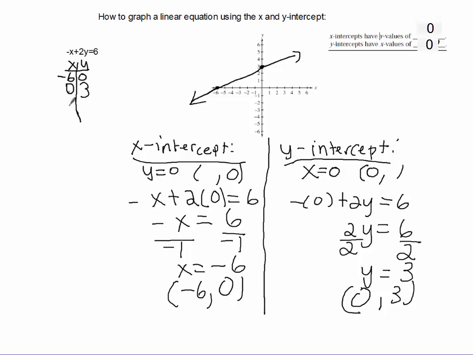If you organize it back in the table, it's kind of like still using a table, but you are restricted to using 0 for y to find the x-intercept. And then you also have to use 0 for x to find the y-intercept. And there you are. Now, let's look at a different example.